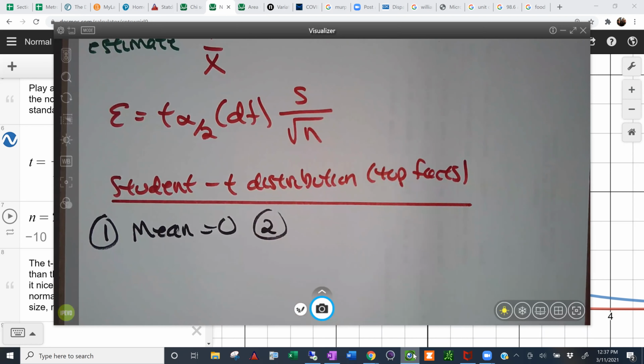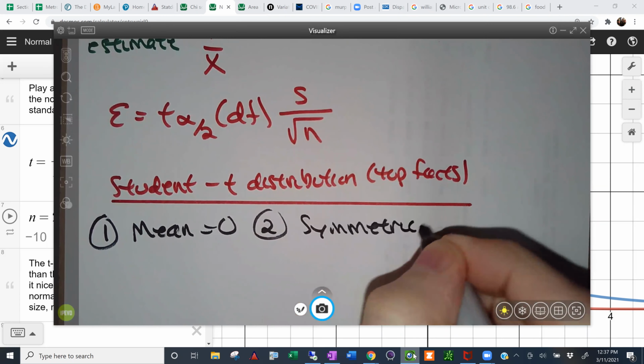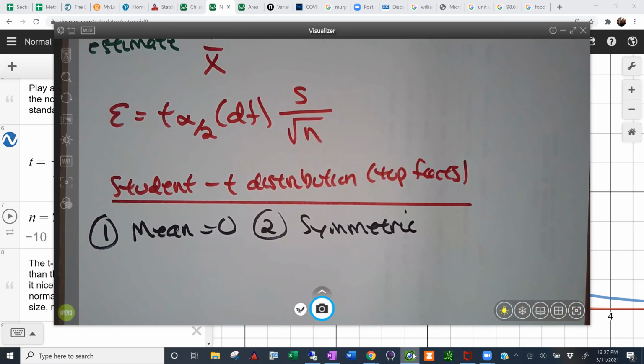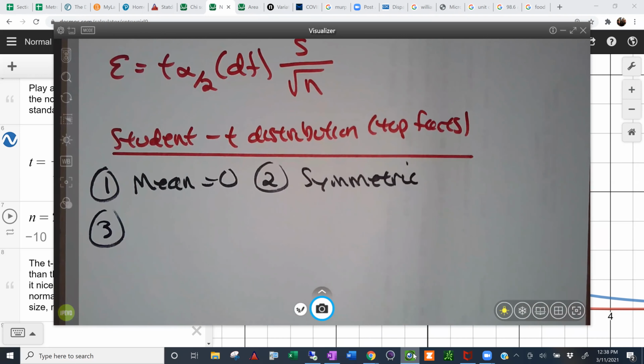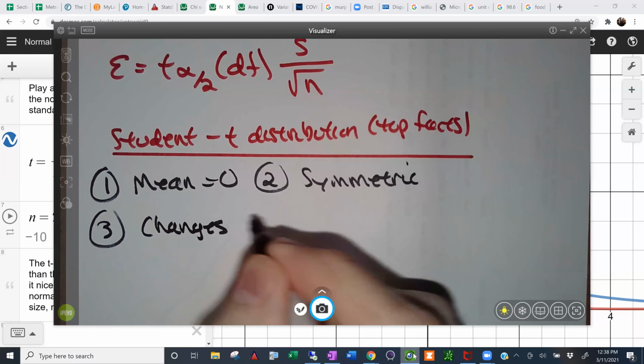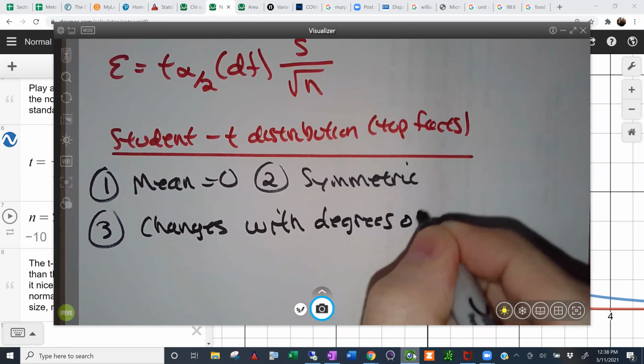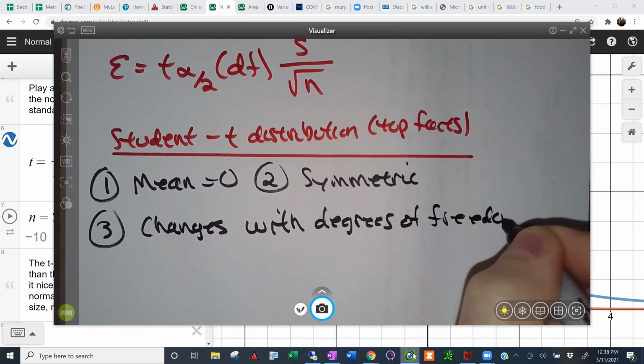Another thing to notice about the student t distribution is that it's symmetric, so the left and right hand sides are mirror images of each other. Now there is something decidedly different about the student t distribution as opposed to the normal distribution, and that is it's going to change with degrees of freedom. And what on earth are degrees of freedom? I'm going to abbreviate that DF from here on out.